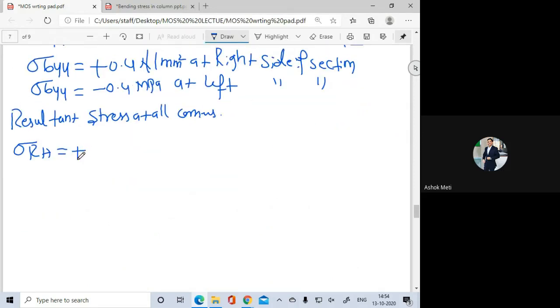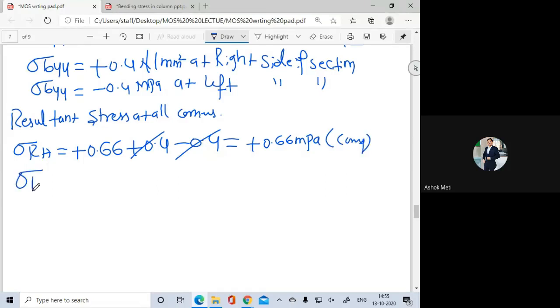Now what is the sigma d? What was sigma d? Sigma d we have calculated 0.66. Okay, 0.66. Now here at point A, which we are considering, one is the top section, the left section is there. So that is plus 0.4 minus 0.4. So this will be plus 0.66 MPa. Okay, it is a compression.